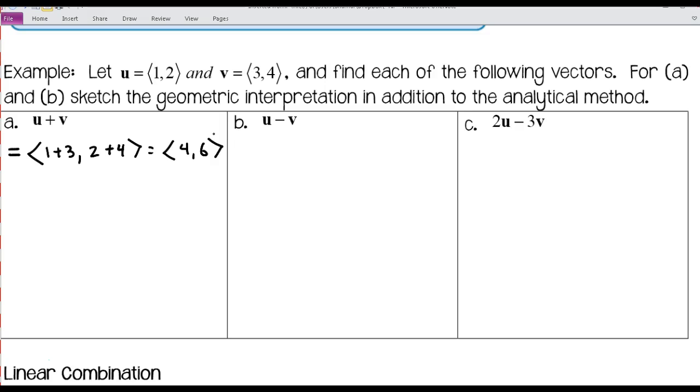Now if we want to do a geometric, let's go ahead and graph each of my vectors. So I've got 1, 2, 3, 4. Let's just go out to 6. Let's go up to 6, 4, 5, 6. And then I've got u is 1, 2. So here's u. And v is 3, 4. So 3, up 4.